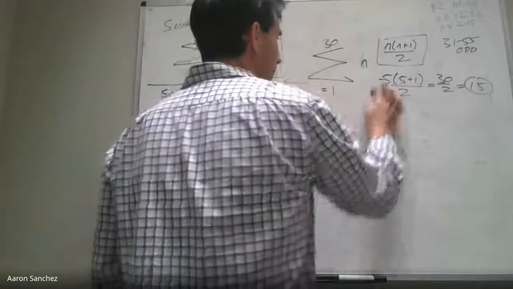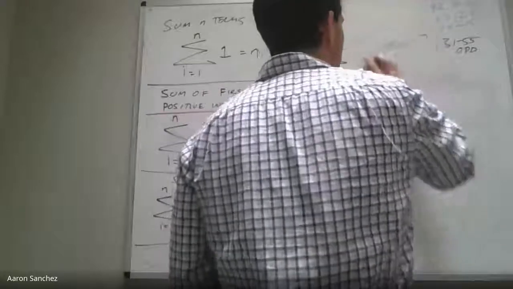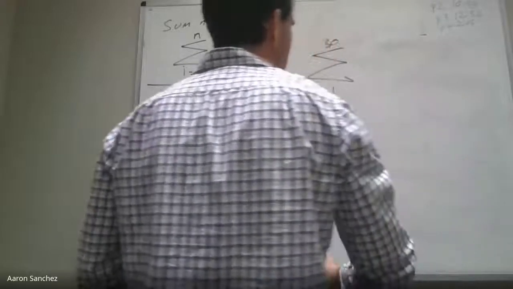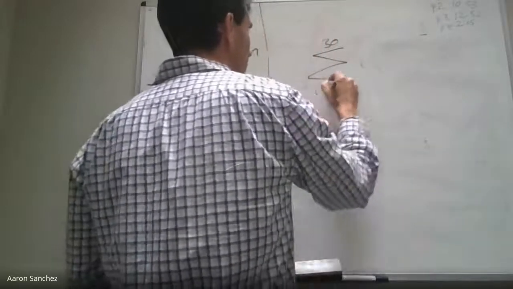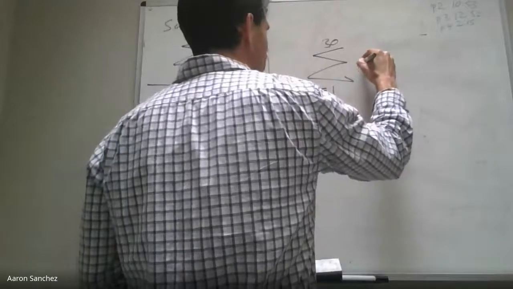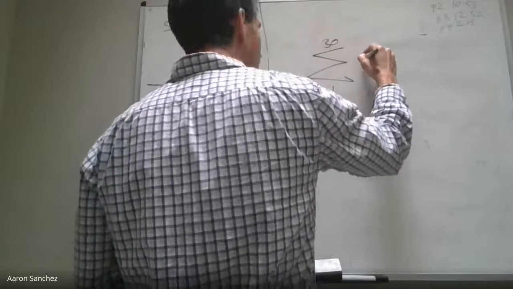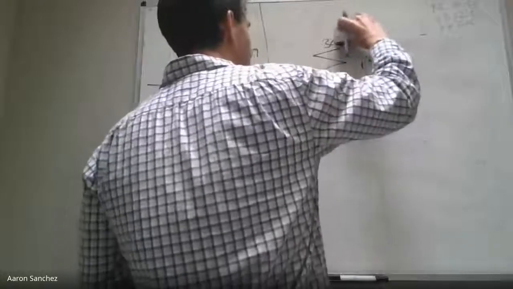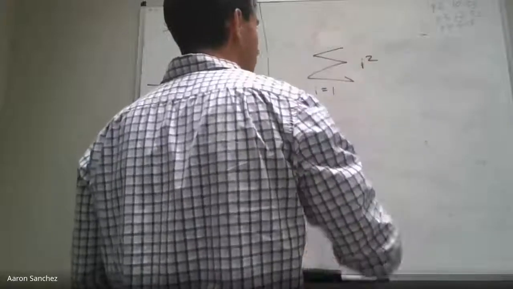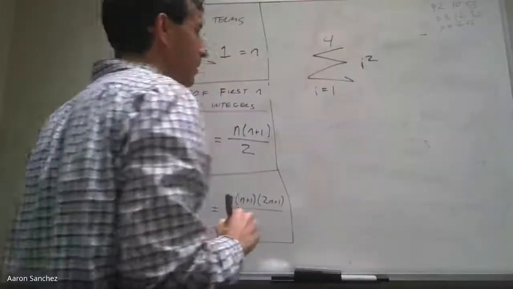Let me change this back to I. Even though it's n, you know that they're not confused. So this will be I squared. And here's my n right here. Let's say it's 4. Okay?